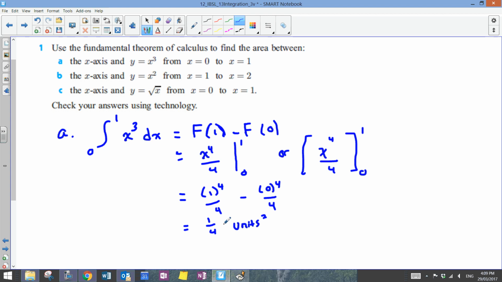Remember, we're talking about areas, and we now have squared units. Please make sure your notation is neat. Either choose to use the straight line or use the hard brackets, but you do have to show what your antiderivative expression is. You do have to show evaluating at both endpoints and then getting down to your final answer. Go ahead and try B and C on your own.